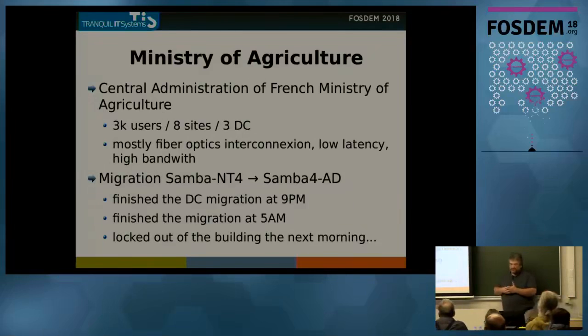We finished the migration at 9 p.m. and we went to bed at 5 a.m. because we had to deal with everything that was around in the network and double check that everything was working fine. And actually one thing that we forgot, because it was on maintenance that day, was the visitor entrance software. When we came back the next morning, we were locked out. So I had to negotiate with the security guy to let me enter to fix it. So I could enter.